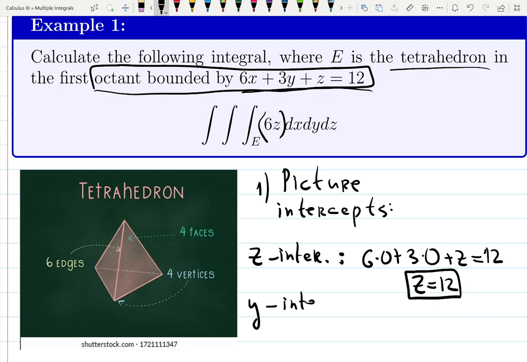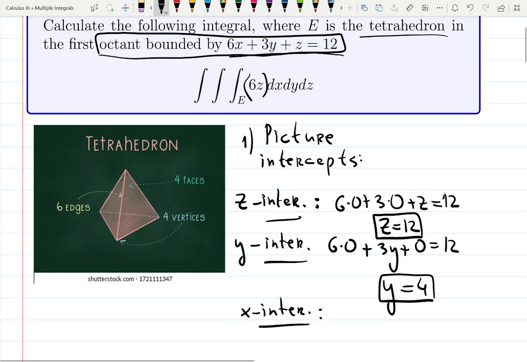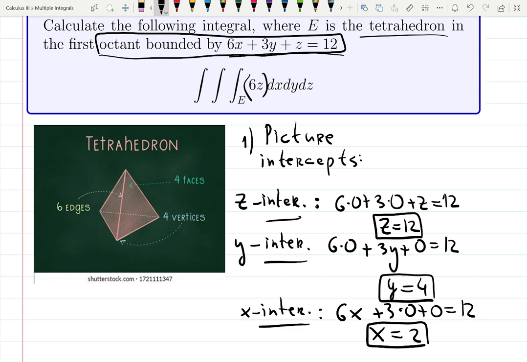Y-intercept, same thing. Plug 0 into 6x and 3y survives. 3y equals 12. Solve for y, which is 4. So we know this intercept. And then the x-intercept: plug 0 everywhere except x. So 6x plus 3 times 0 plus 0 equals 12, x equals 2. We got these intercepts with the tetrahedron.